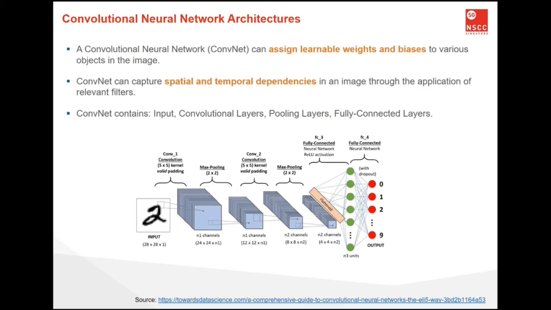And we have pooling layers. They will perform a downsampling operation along the spatial dimensions, resulting in a volume such as 12 by 12 by n.